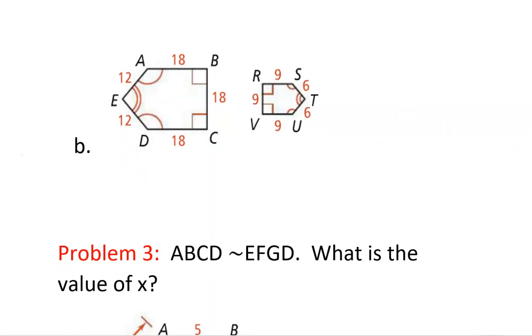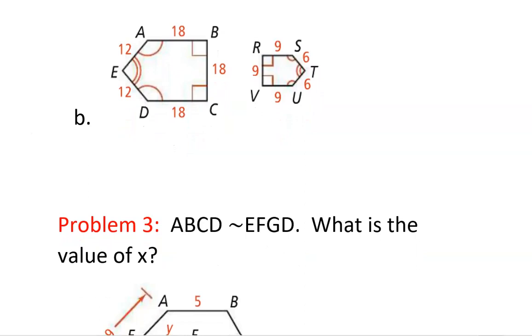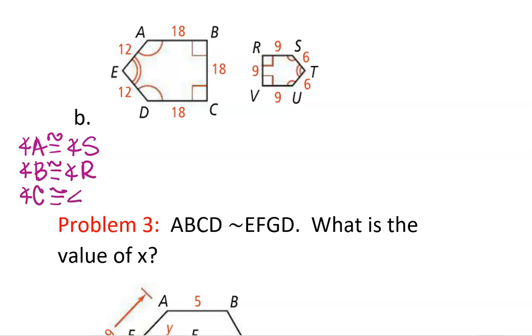Okay, so let's do this one. We'll kind of just do this one together. So I'm going to look at the angles first of all. I'm going to go A, and so this one looks like they just flip it to the right. So I'm going to go A and S. B and R. C and V. D and U. E and T.